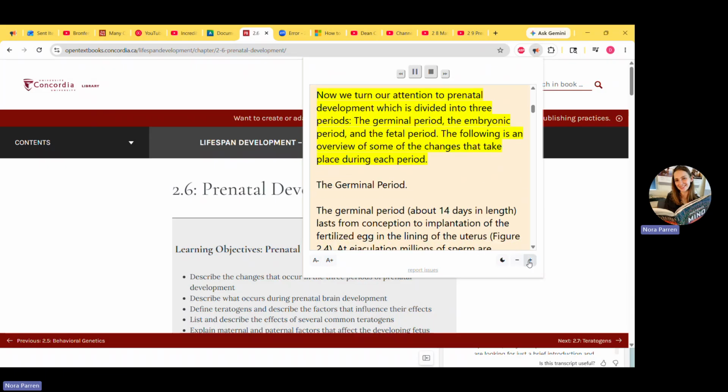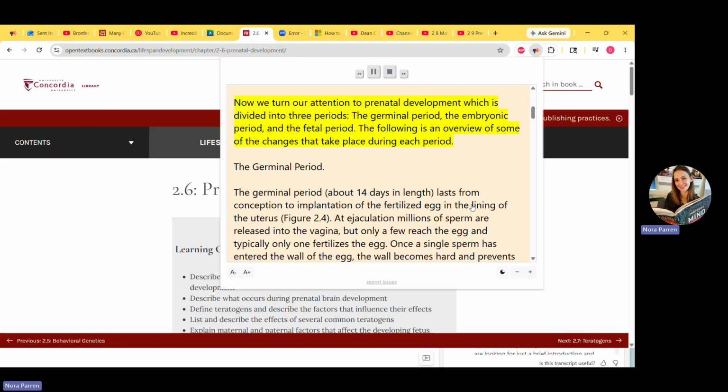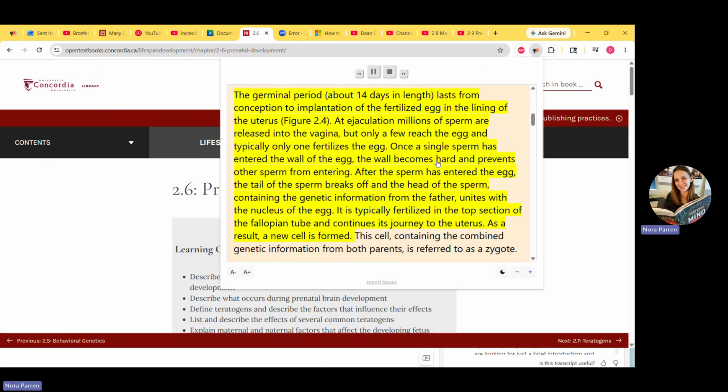Now we turn our attention to prenatal development, which is divided into 3 periods: the germinal period, the embryonic period, and the fetal period. The following is an overview of some of the changes that take place during each period. The germinal period. The germinal period, about 14 days in length, lasts from conception to implantation of the fertilized egg in the lining of the uterus, figure 2.4.